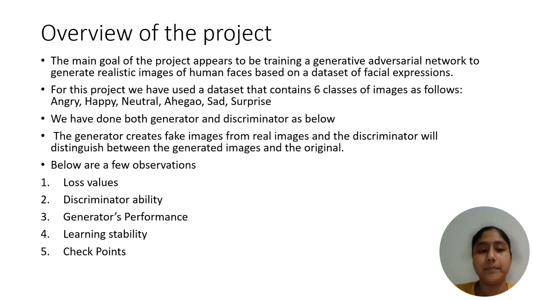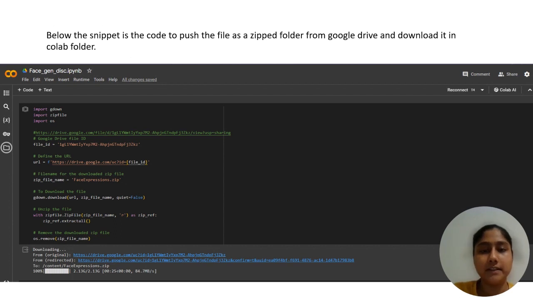Here the generator creates a fake image from a real image, and the discriminator compares the generated image and the original image. Here are a few observations which will be explained later. So here's the next slide.